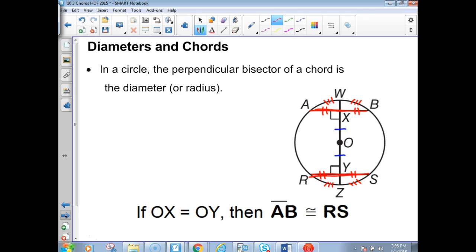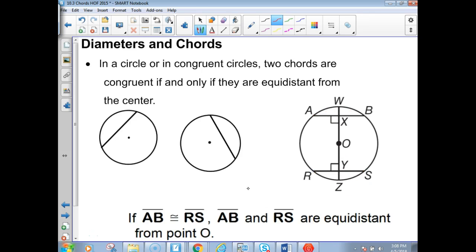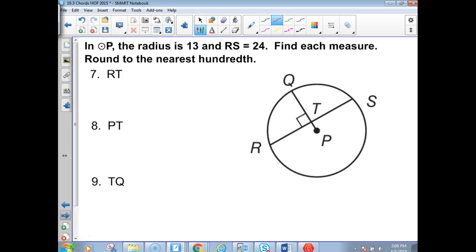Okay, so let's get to some concrete examples. That's just another statement. That's the converse. Let's get to 7, 8, 9. Ready? I didn't skip anything you needed, right?